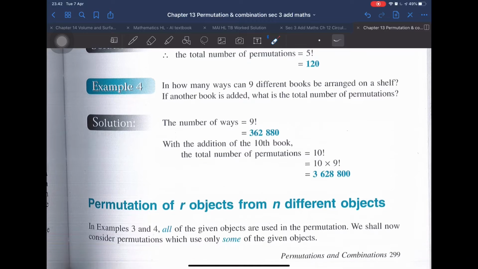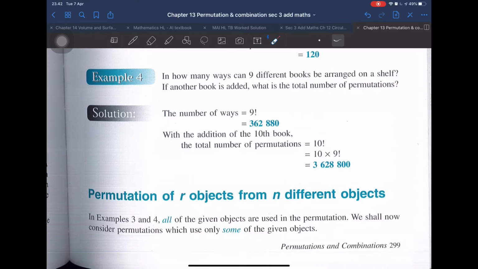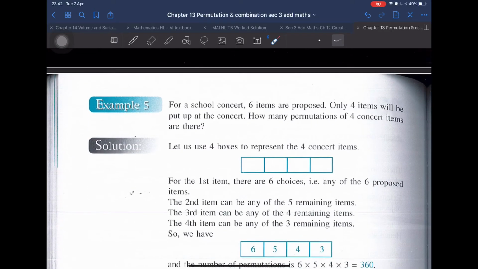Now, permutation of r objects from n different objects. So what does it mean? So let's see the example. For a school concert, 6 items are proposed, but only 4 chosen items will be put up at the concert. So how do we choose 4 out of 6? So we make a box, 4 boxes like that. And then what do we do after we make 4 boxes?